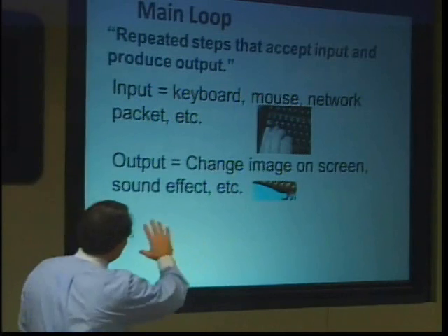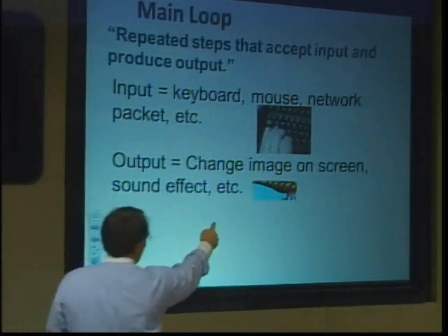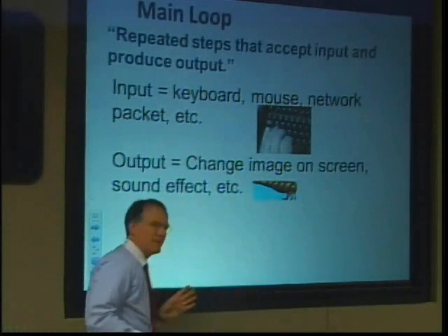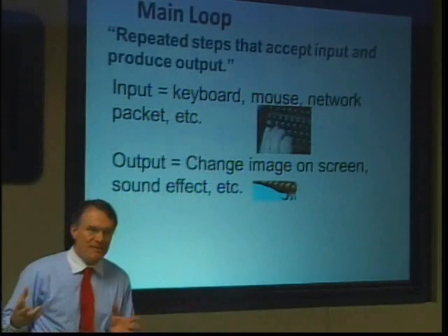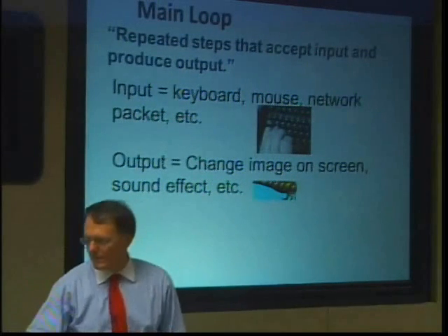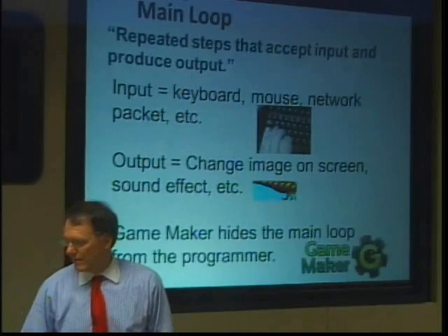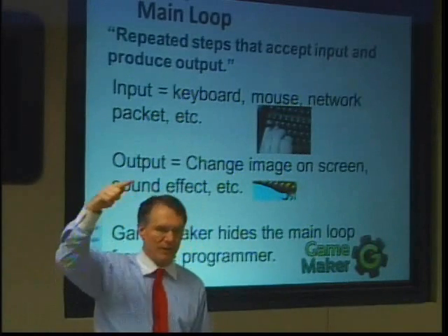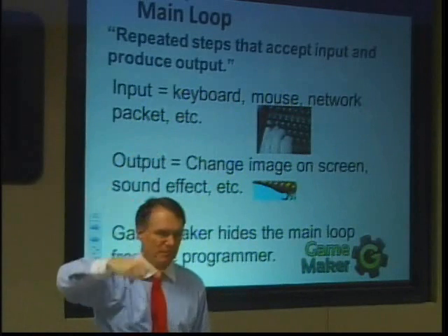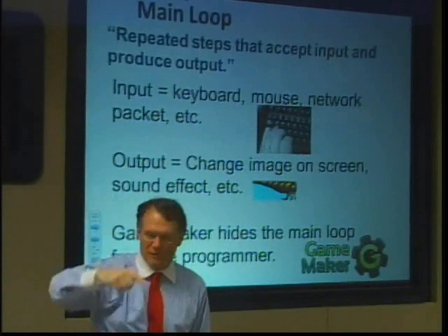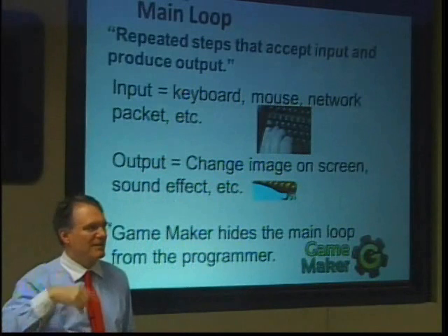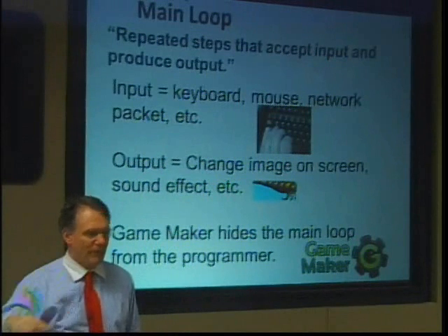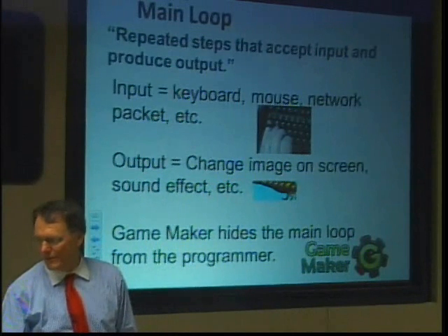Change the image on the screen, do something, maybe move a character around, play a sound effect, whatever, that's the output. Now Game Maker hides that loop of the things that are going on. Check for input from the user, generate some output. Check input from the user, generate some output. Game Maker hides it. You don't realize it's happening over and over, but it is.